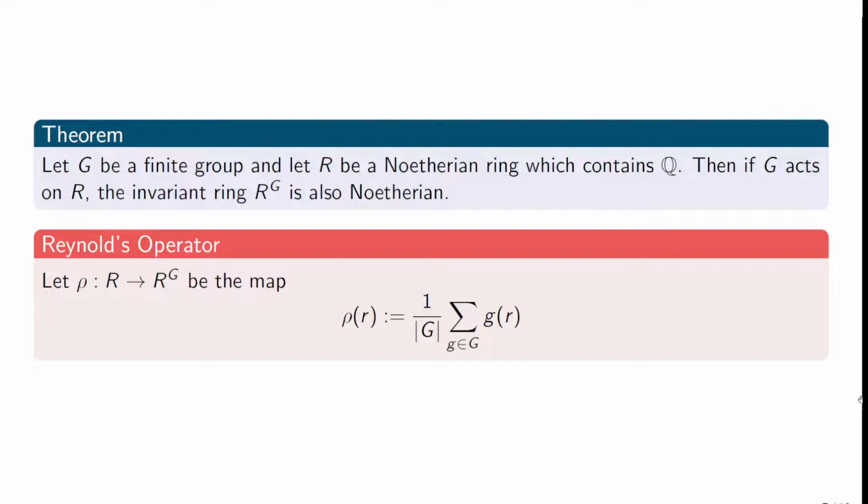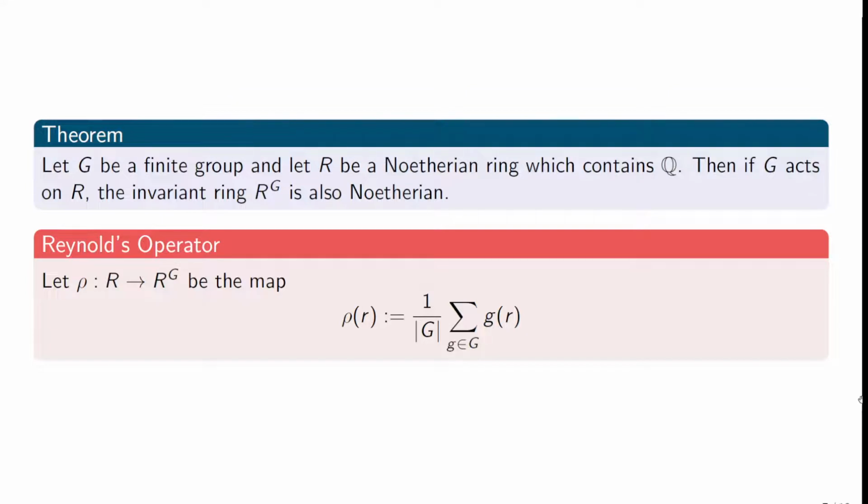There are a couple of limitations that we can put on a ring so that it does work. As an example, there's a theorem which states that if we have a finite group G, and R is a Noetherian ring which contains the rational numbers, then if G acts on R, the invariant ring R^G is also Noetherian. In the proof of this, it uses the Reynolds operator. As you can see here, it's a map from R to the invariant ring, and it uses the inverse of the order of the group.